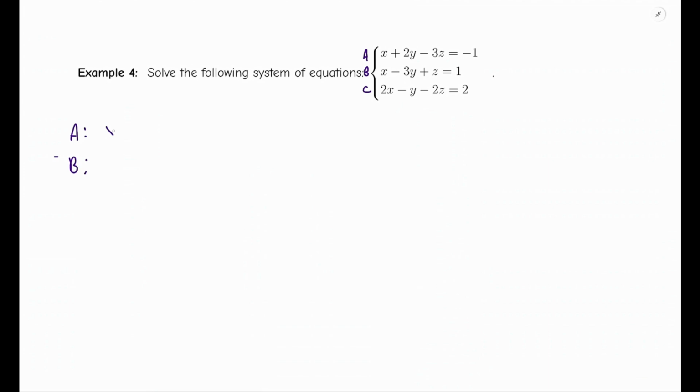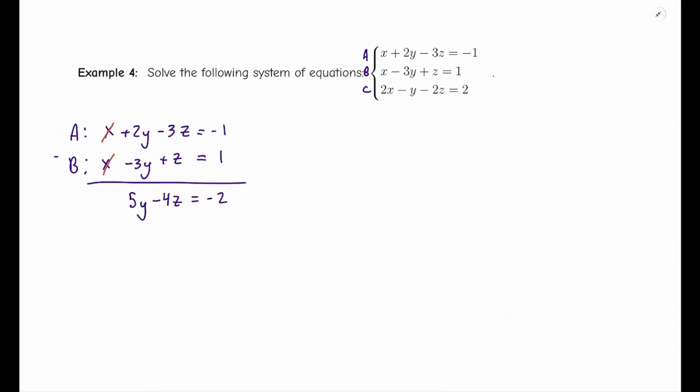So that becomes x plus 2y minus 3z equals negative 1. x minus 3y plus z equals 1. x minus x cancels out. 2y minus negative 3y is 5y. Negative 3z minus z is negative 4z. And negative 1 minus 1 is negative 2.